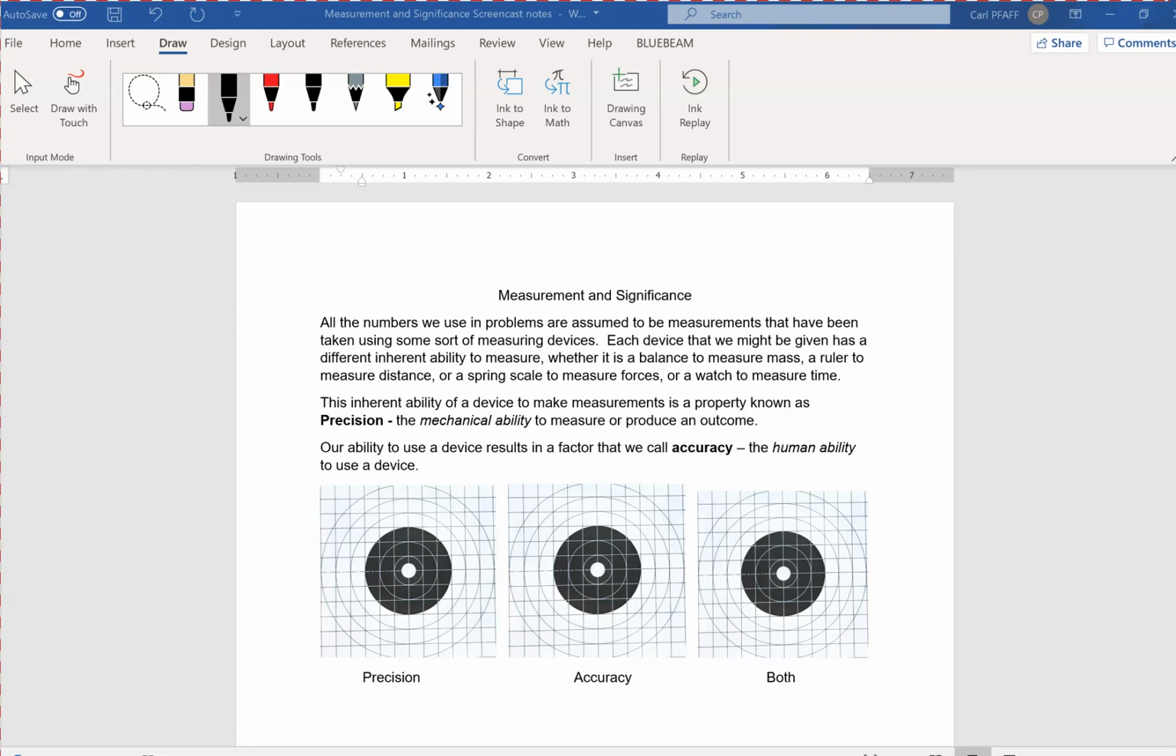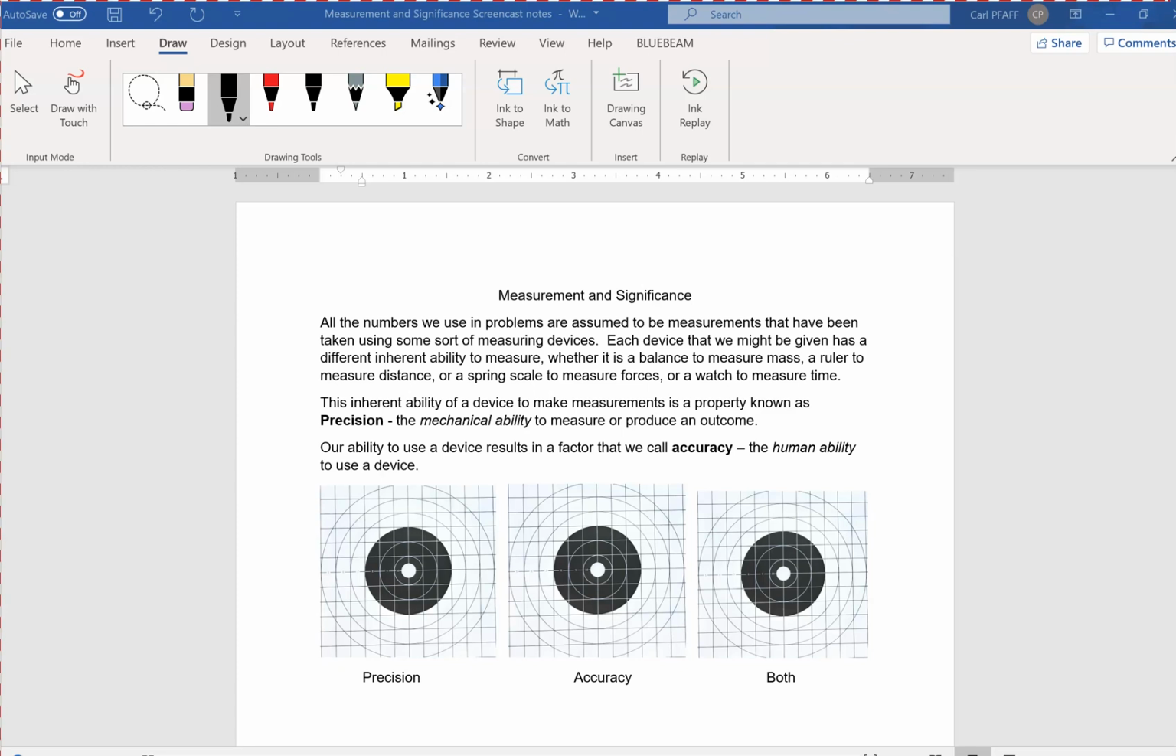Every device that we might be given, right, has a different inherent ability to measure, whether it's a balance to measure mass, a ruler to measure distance, or a spring scale to measure forces, or a watch to measure time. The inherent ability of a device to make measurements is a property that's known as precision, right? It's the mechanical ability of the object and how it's made to measure or produce an outcome. Our ability to use the device properly is a factor that we call accuracy, right? That's the human ability to use the device.